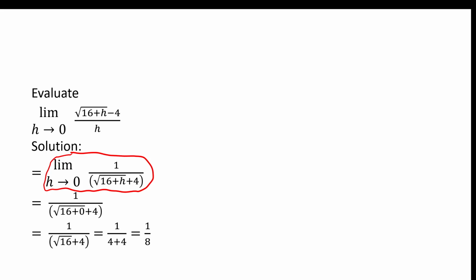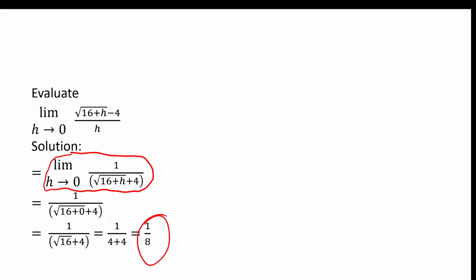But now we can take that h value of 0 and plug it in. And so our denominator is now root 16 plus 4. So our overall fraction is 1 over 4 plus 4, which is 1 over 8.